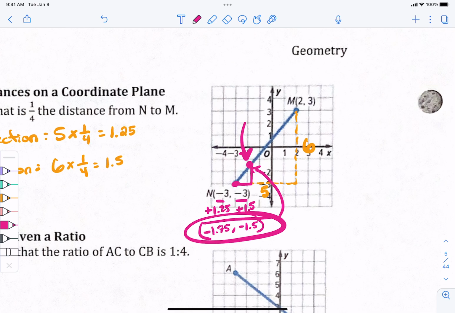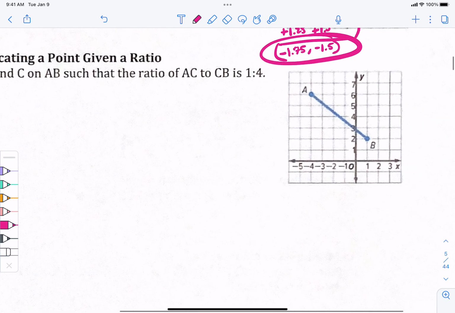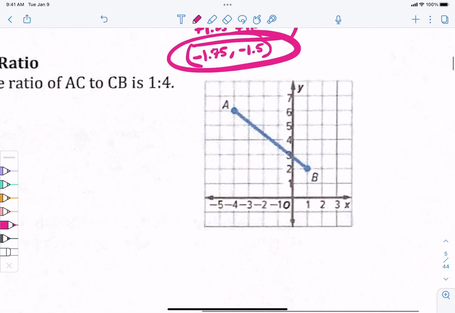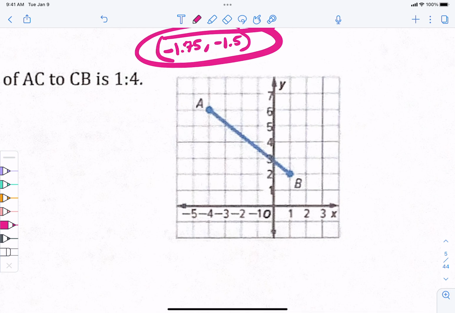Okay, the next one's doing exactly the same thing, but they're going to word it just a hair different, okay? Are you ready for the next one? It says, find a point C on AB such that the ratio from AC to CB is 1:4, okay? The ratio of AC to CB is 1:4. Is C going to be closer to A or closer to B? If they say 1:4, that means this has a distance of 1 and this has a distance of 4. So is C going to be closer to A or closer to B? Closer to A. C is going to be like here, right?